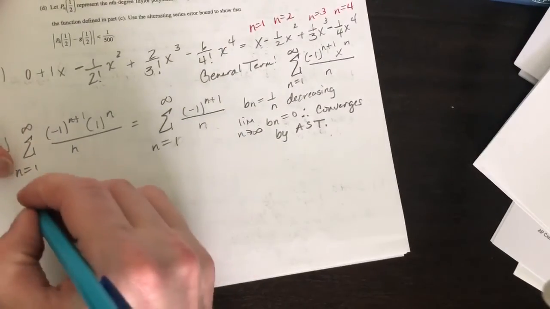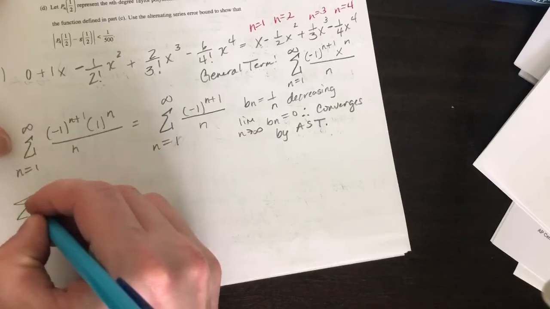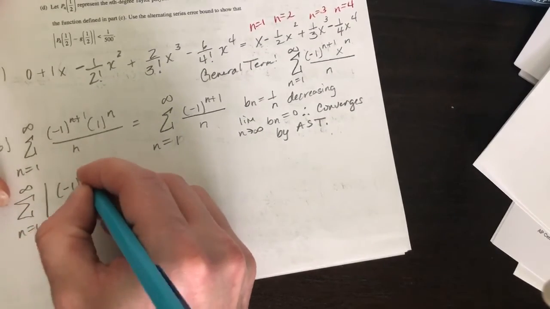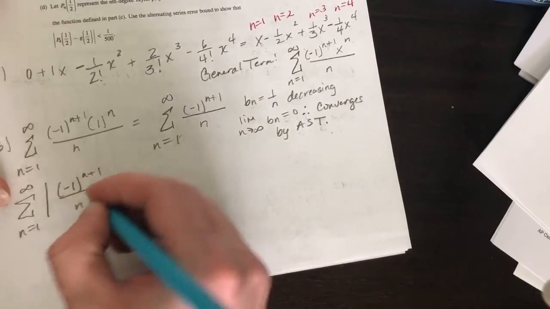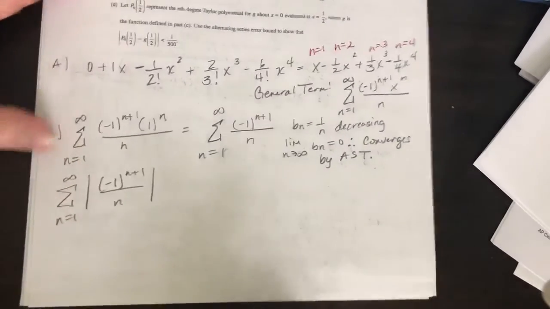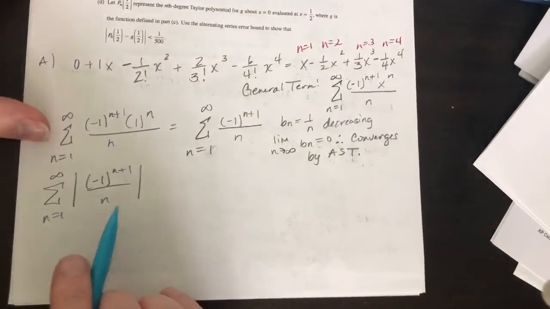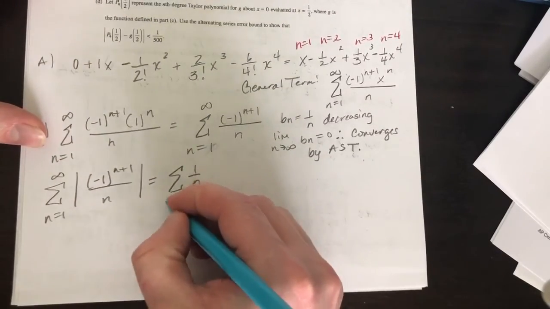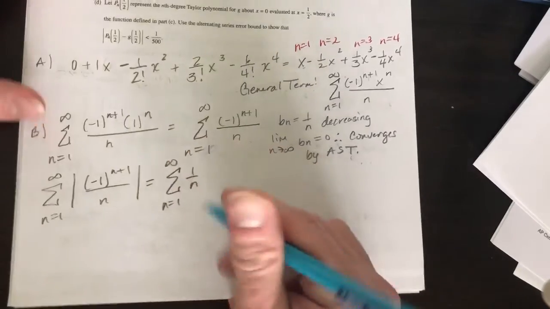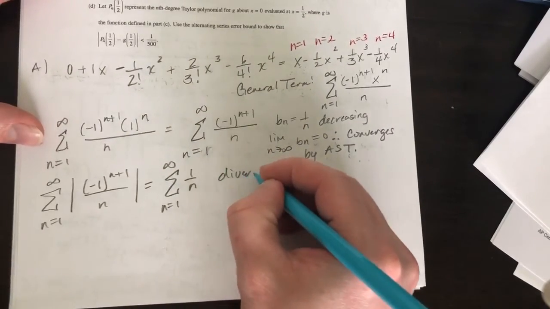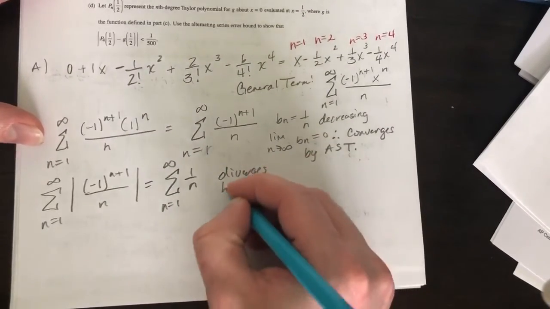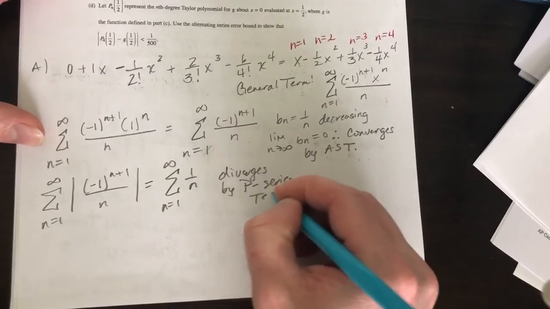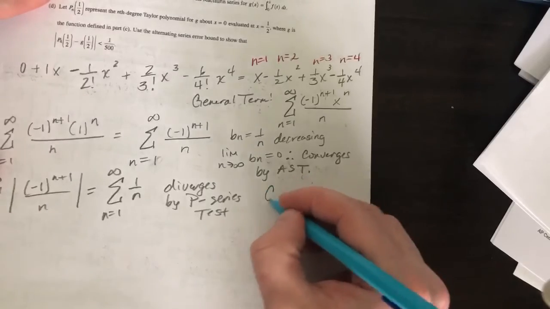Now, let's do the absolute value of this. If I take the absolute value, we just get 1 over n. And 1 over n diverges by the p-series test. This is going to be conditionally convergent.